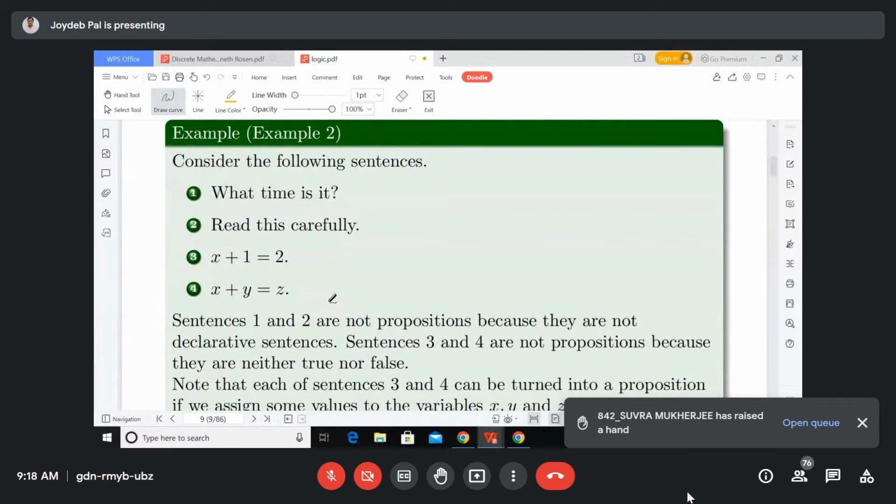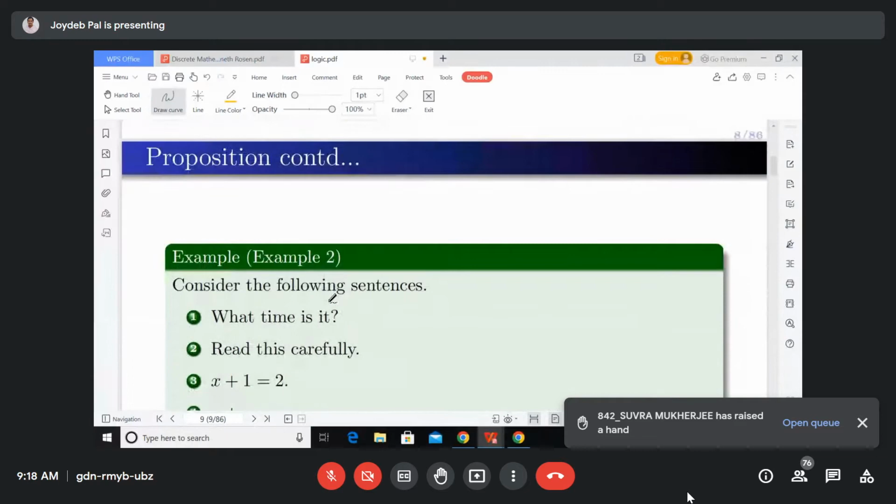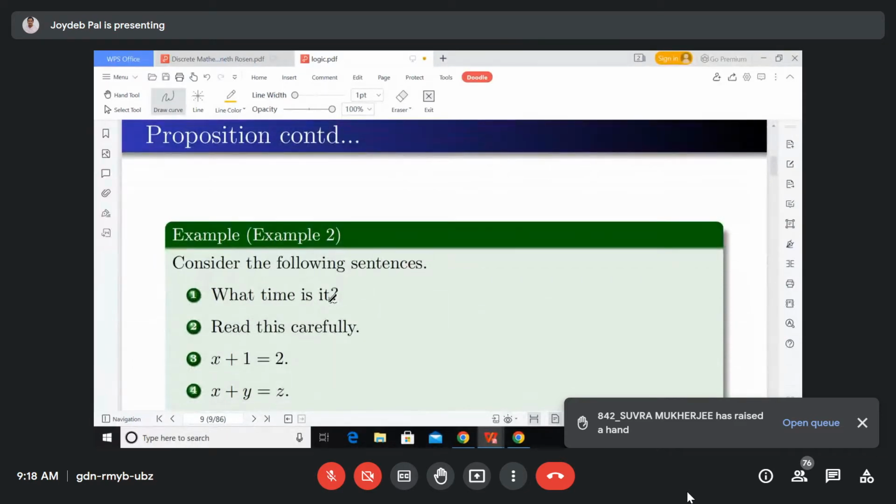Now see, again, I have considered four examples. Example number one: what time is it? Is it a proposition? No, sir. No, because there is a question mark. That means it is not declarative, right? So not declarative means not a proposition. Read this carefully. Is it a proposition? No, sir.